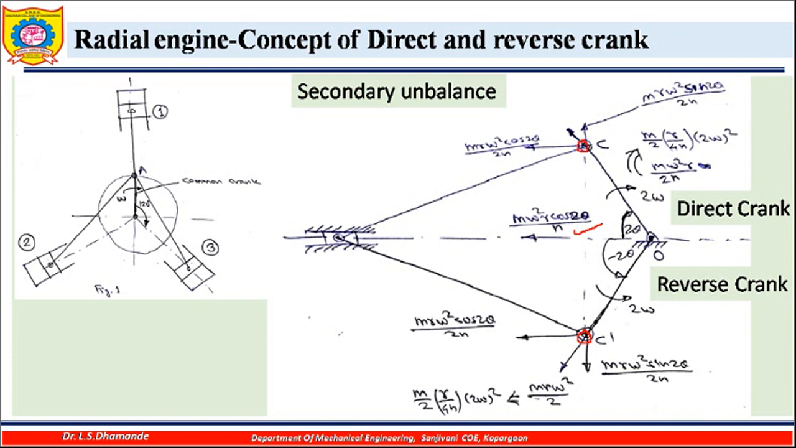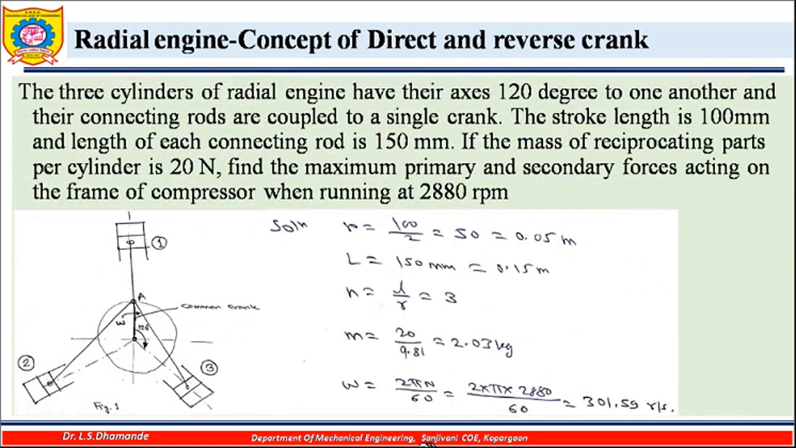With the help of this analogy, we are now going to solve a numerical, and then we will understand how we can make use of these primary and secondary crank positions. Let us consider that three cylinders of a radial engine have their axes at 120 degrees to one another, and their connecting rods are coupled to a single crank.